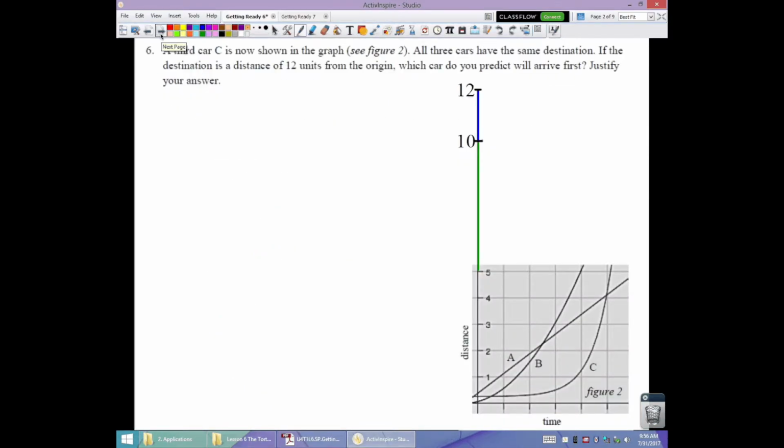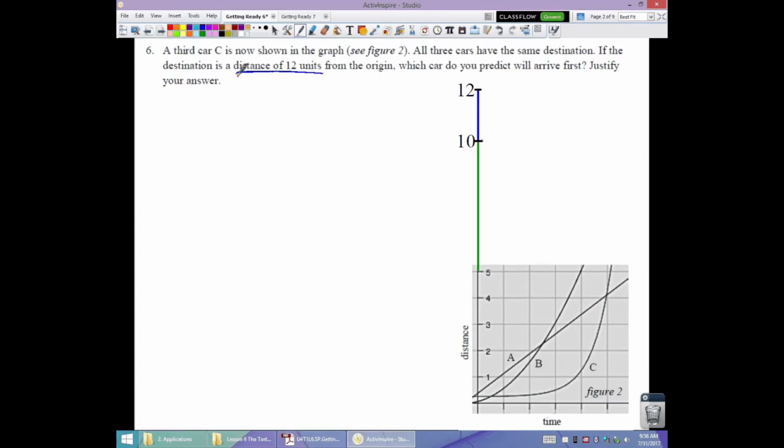All right, then number 6, we're adding in a third car, this graph C. And we're looking to say if they maintained the speeds, the pattern that we see, and we were looking to go a distance of 12 units, then which car would get there first?